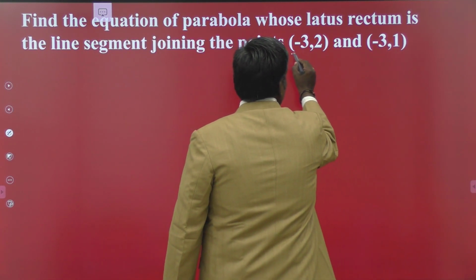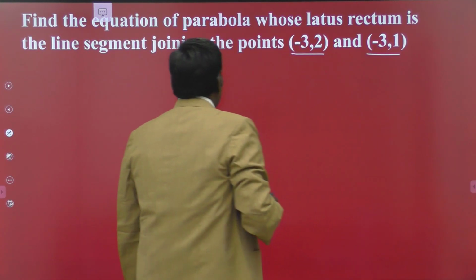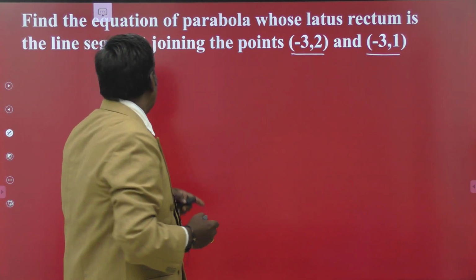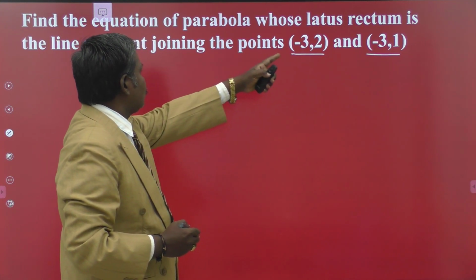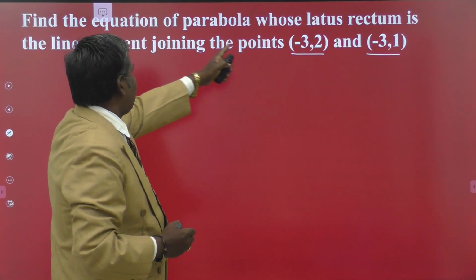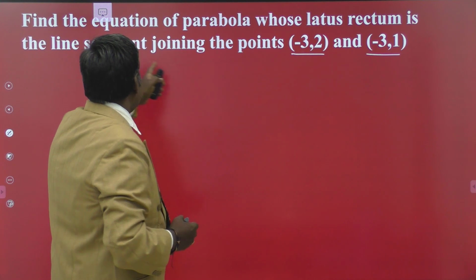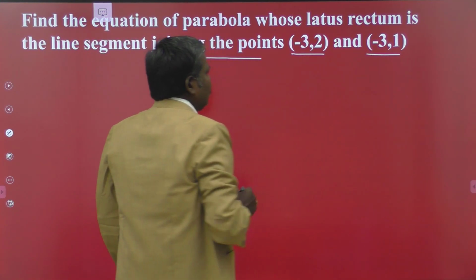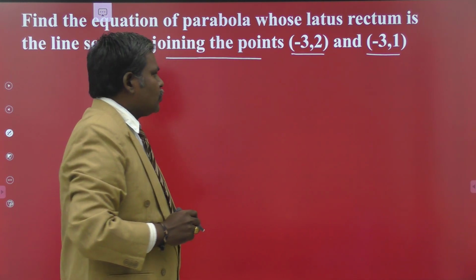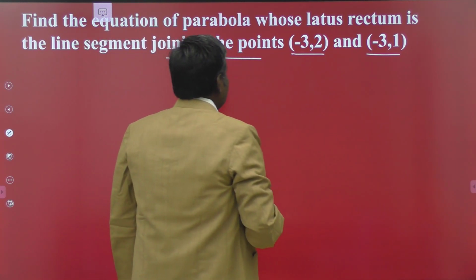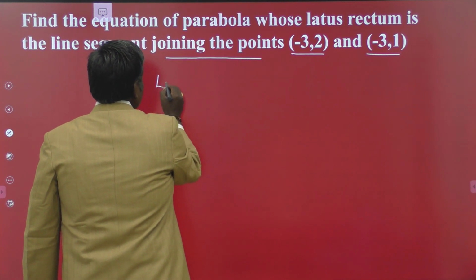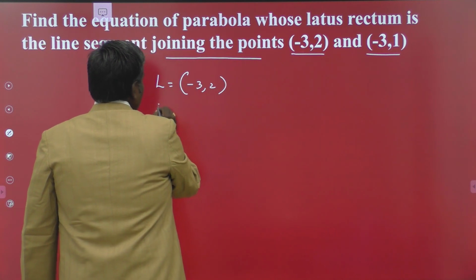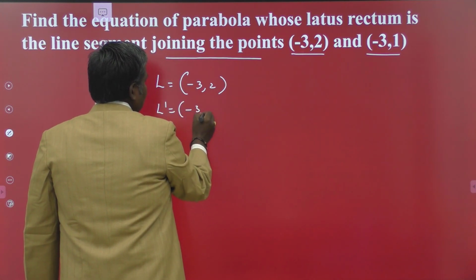These points, minus 3 comma 2 and minus 3 comma 1, are not the vertex and focus here. These are the points which are the ends of the latus rectum. Equation of the parabola whose latus rectum is the line segment joining these points. That means these are the ends of the latus rectum of the parabola. So say the ends of the latus rectum are L and L dash. Suppose L is minus 3 comma 2 and L dash is minus 3 comma 1.